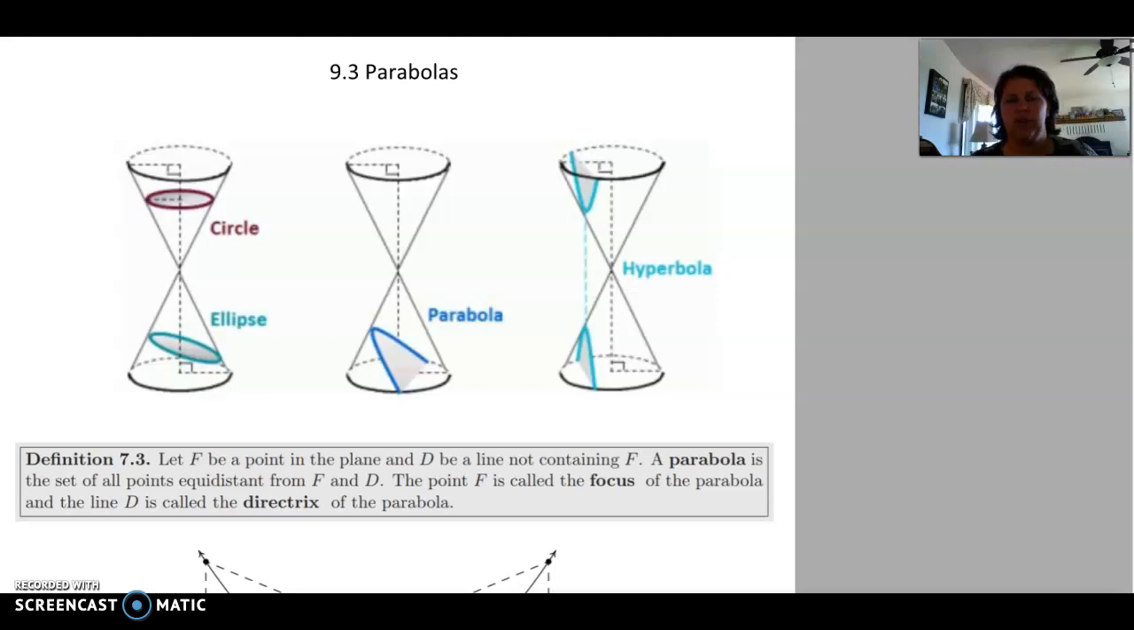Hey, we're moving on to parabolas. Parabolas will be the last part of conic sections that we go over. We have already talked about circles previously. We went over ellipses and hyperbolas. So the last thing that we need to talk about are the parabolas.